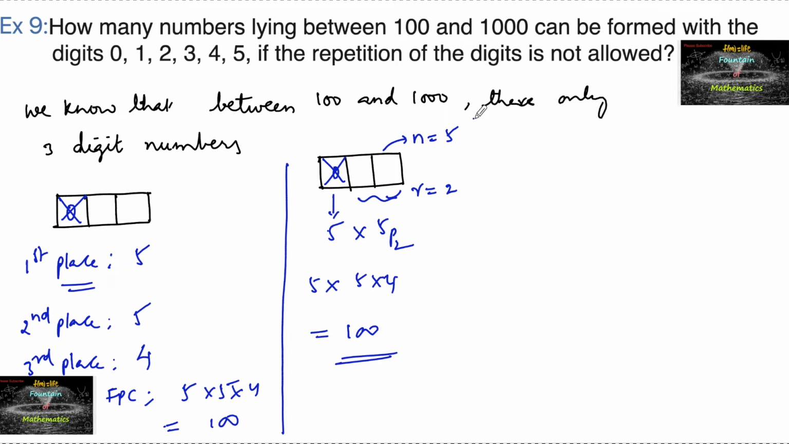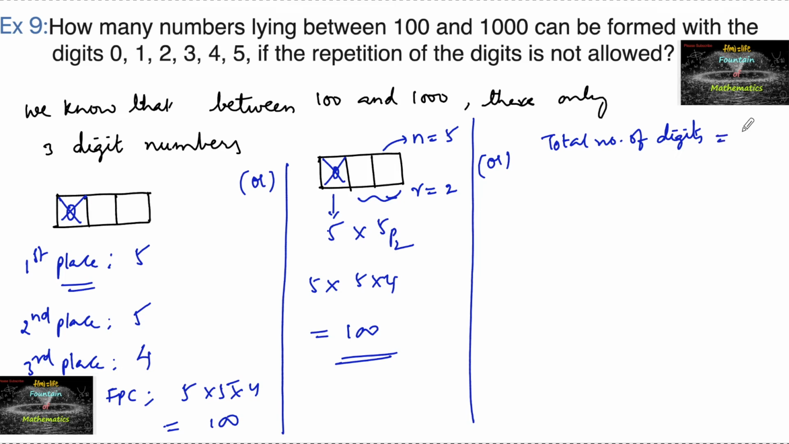And also by using another way, since we have the total number of digits equal to 6, and to be taken at a time is a 3-digit number.